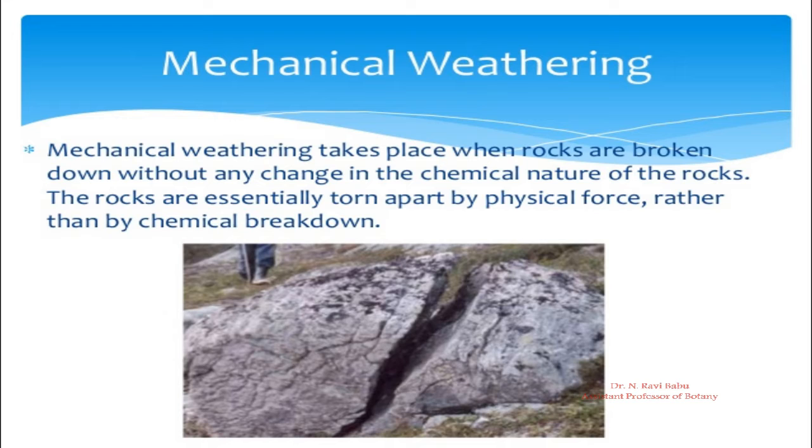Mechanical weathering takes place in several ways, and of course, the first one and the first condition is the repeated temperature changes. Friends, hope you understand. Repeated temperature changes. This is one of the ways by which mechanical weathering takes place. Now let's go in detail about the repeated temperature changes. Right.